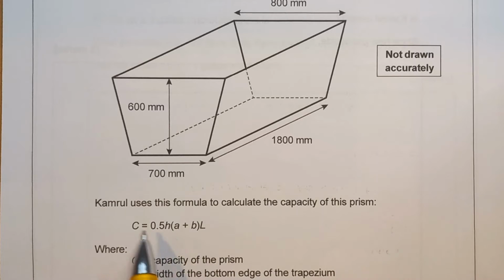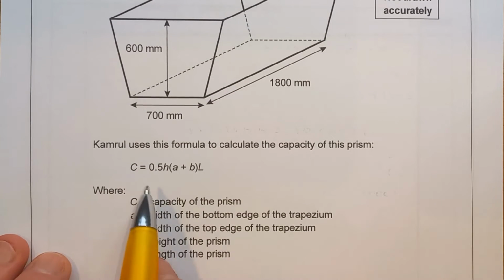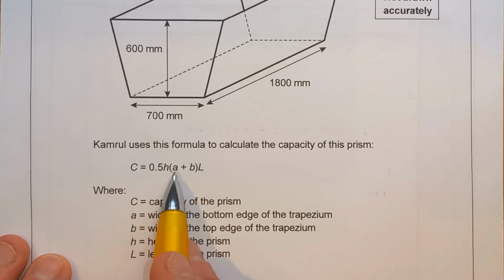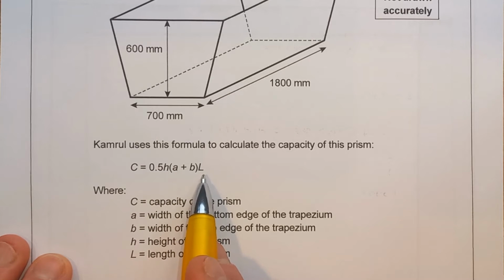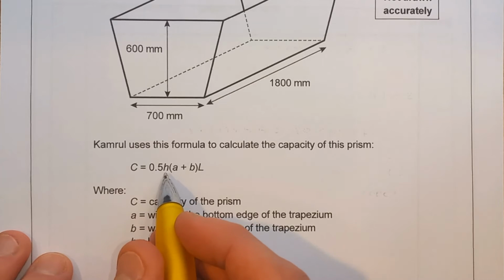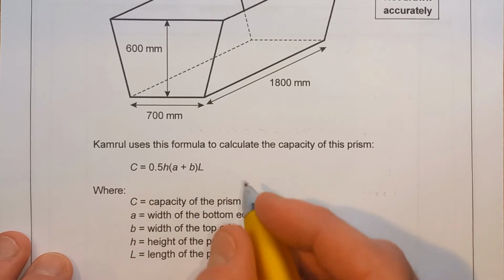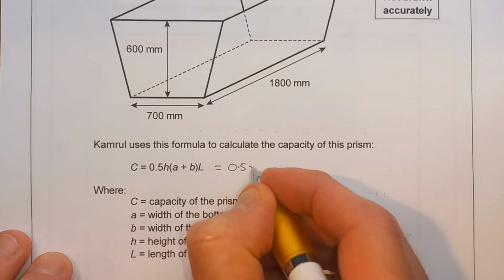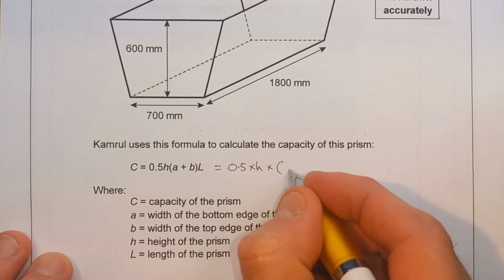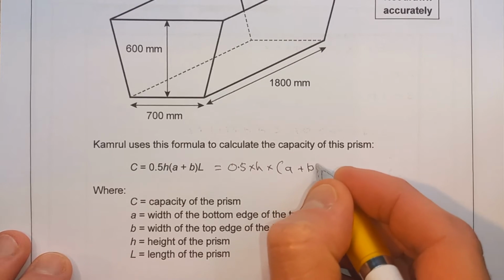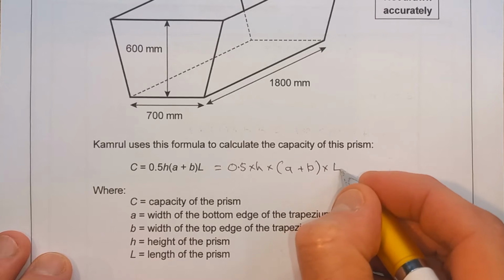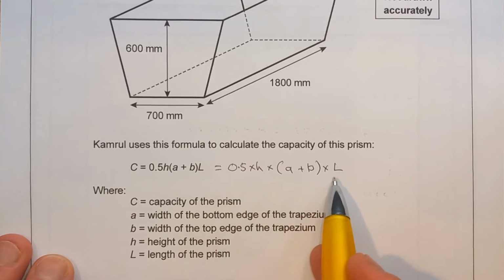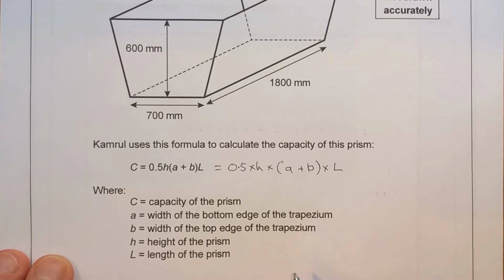We're told that Cameron uses this formula to calculate the capacity of the prism. C equals 0.5H(A plus B)L. Whenever we've got a number next to a letter or next to brackets, this means that we're multiplying. So it means 0.5 times H times whatever A plus B is times L. We don't need to put the times in, but sometimes it's good to write it out like this so you remind yourself what you're doing.